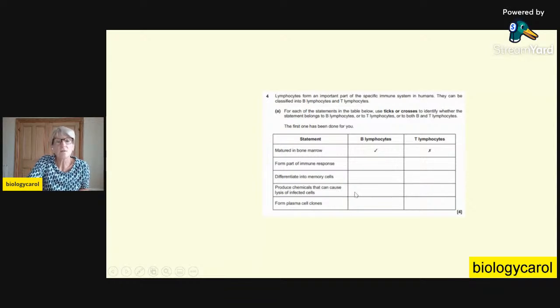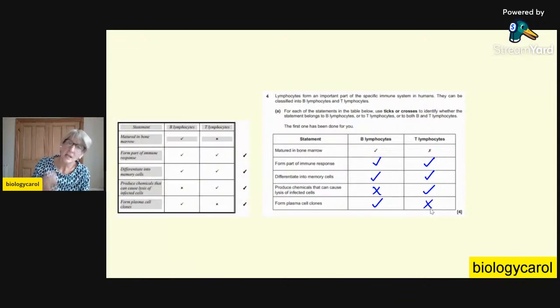Produces chemical that causes lysis of an infected cell. Only true of T lymphocytes. B lymphocytes don't do that. And form plasma cell clones. That's something that B lymphocytes do, but the T lymphocytes don't. So here am I following the instructions of the question, and that's what I have put. Here's the mark scheme. So I got all 4 marks.